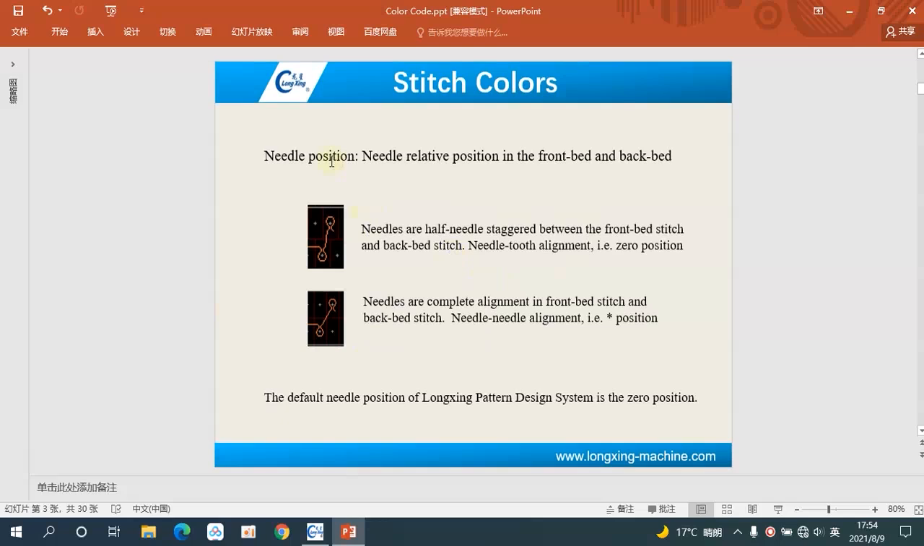The relative position of the front bed needle and back bed needle is called a stitch position. When a half needle is staggered between the front bed stitch and back bed stitch, called needle-toe alignment, it is the 0 position. When the front bed stitch and back bed stitch are completely aligned, called needle-needle alignment, it is the Astor position. The default needle position of the Longxing pattern design system is the 0 position.